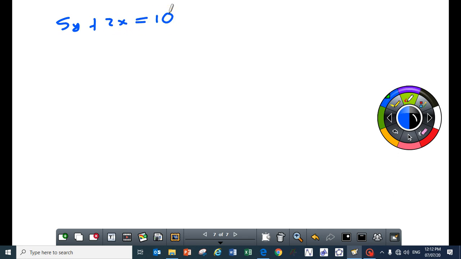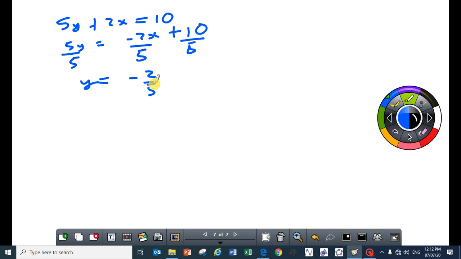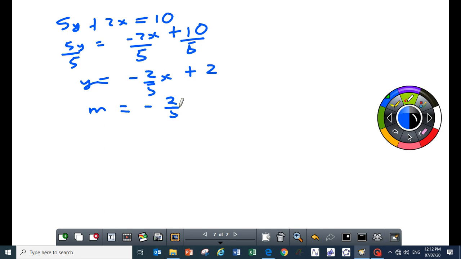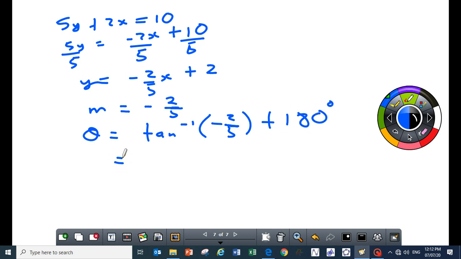We need to write it in the form y equal to mx plus c. So that's 5y equal to minus 2x plus 10. You divide each term by 5, so you get y equal to minus 2 over 5 x plus 2. So your gradient is minus 2 over 5. Then your theta will be equal to shift tan of minus 2 over 5 plus 180 degrees. What answer do you get? 158.2 degrees.